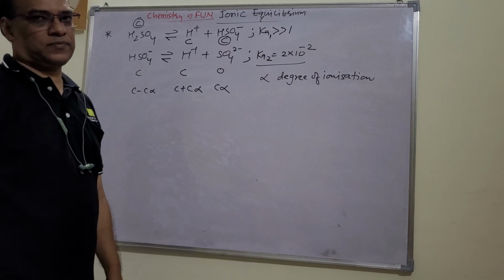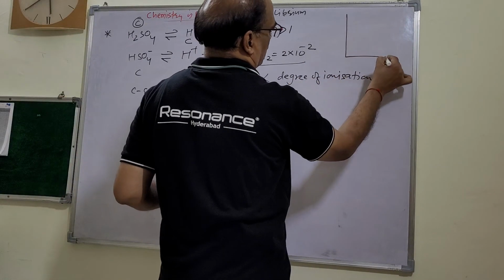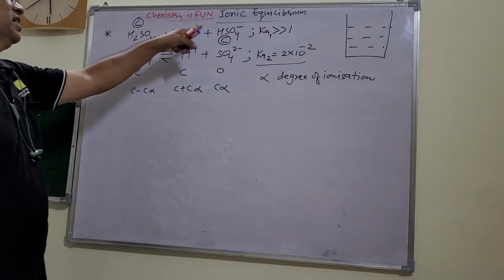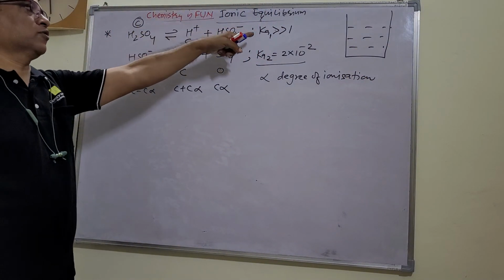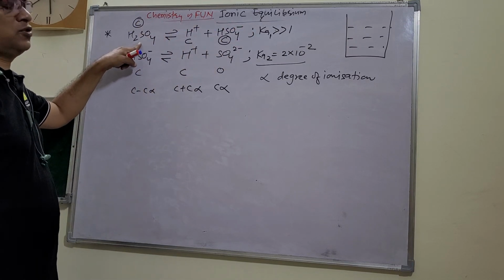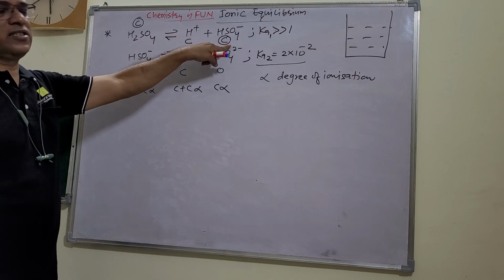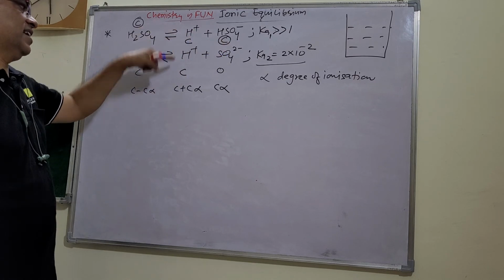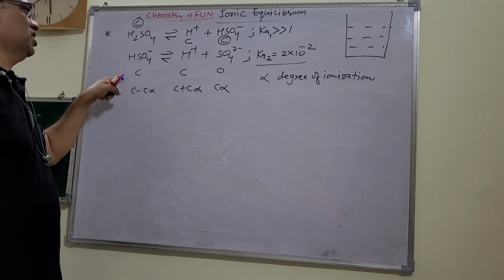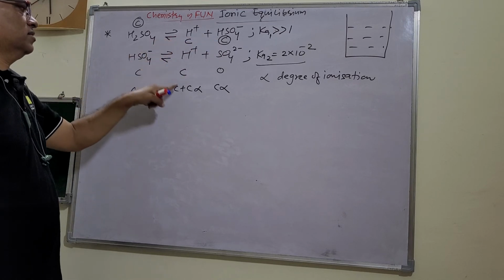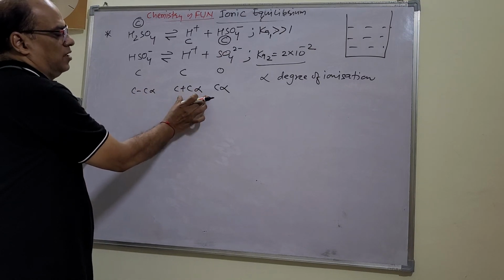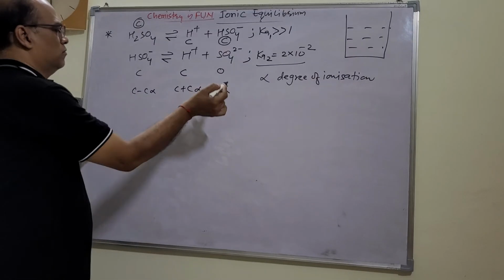Got it or not? Both equilibria are present in one solution. H2SO4 has a very high equilibrium constant, meaning it is almost fully ionized. So from whatever the concentration of H2SO4 is, you will get H plus as well as bisulfate ion. These H plus will carry over as it is, then bisulfate will ionize. Initially it is C from here and C from here. So now this becomes C minus C alpha, C plus C alpha and C alpha. Got it? Now the rest is very simple.